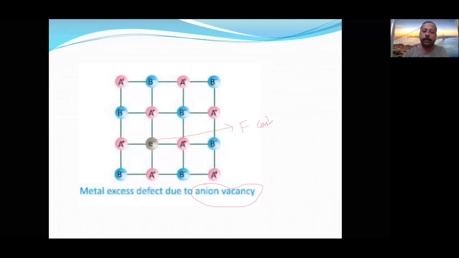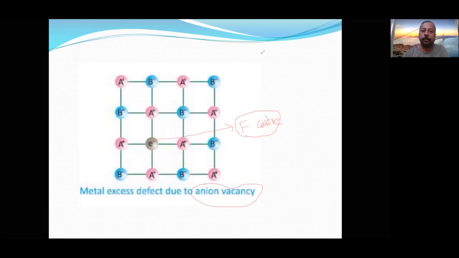F center is the place where the anion place is occupied by the electron. The anion leaves that place, and that vacant place is occupied by the electron. F stands for Farbe, which means color. Because of this F center only, this entire crystal is going to be colorful. That's why it is called an F center. So this is about the F center.